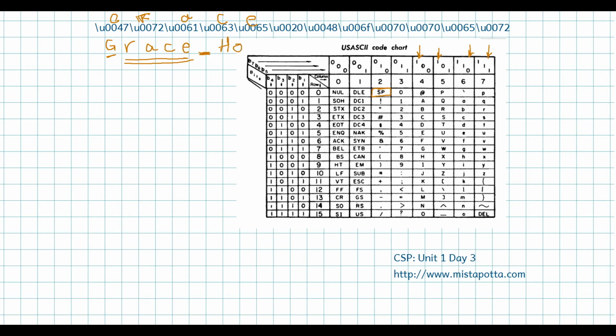Then I have 70, so column 7, that's a P. And 70 again is another P. And then 65 we noticed was an E. And then we have 72, so column 7, row 2 is an R. And so what I've got is Grace Hopper.